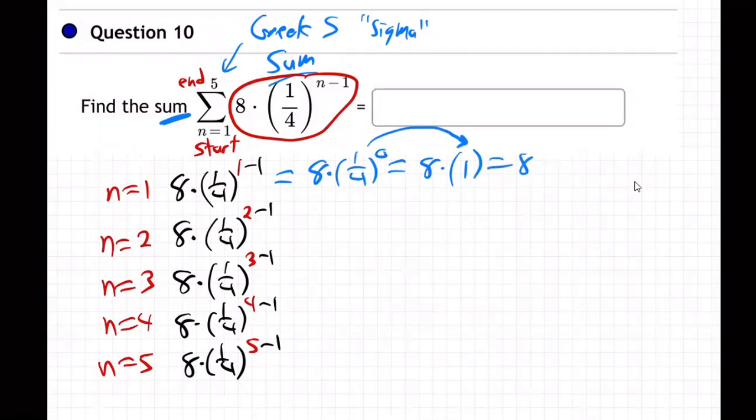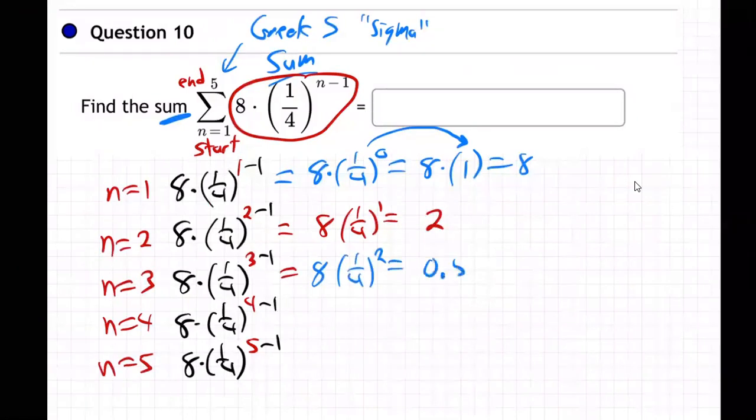The next one is 8 times 1/4 to the 1. Well, just hit the buttons on your calculator. You'll get 2. Next one is 8 times 1/4 to the 2. You'll get 0.5. Next one, 8 times 1/4 to the 3. I think you'll get 0.125. Let me double check that one. Make sure I'm getting that right. Yeah, okay.